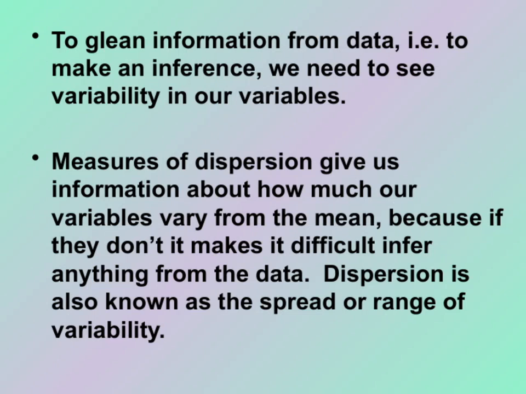To glean information from data, that is, to make an inference, we need to see variability in our variables. Measures of dispersion are really helpful here because they give us information about how much our variables differ from the mean. And this is important because if there's not enough variability, it becomes really difficult to draw meaningful conclusions or insights from the data. Dispersion, also known as the spread or the range of variability, essentially tells us how spread out our data points are around the average. Understanding this spread is crucial for making accurate inferences and understanding the overall picture the data is showing us.